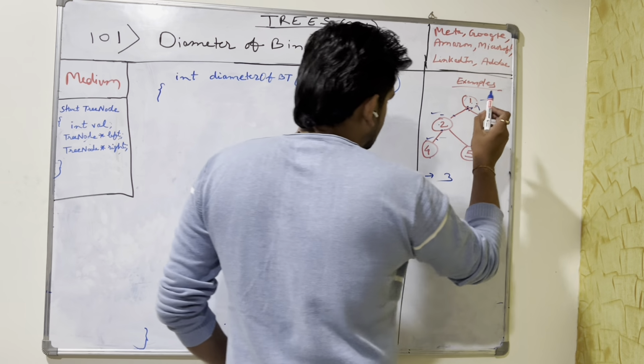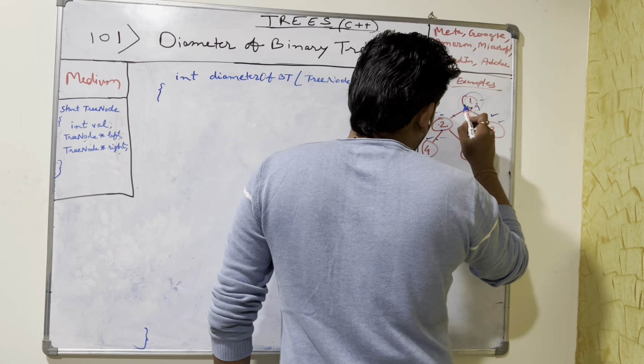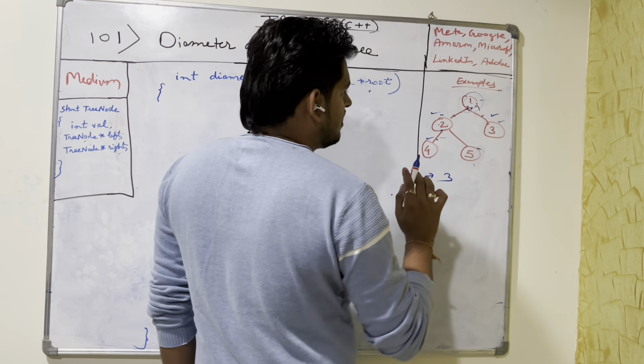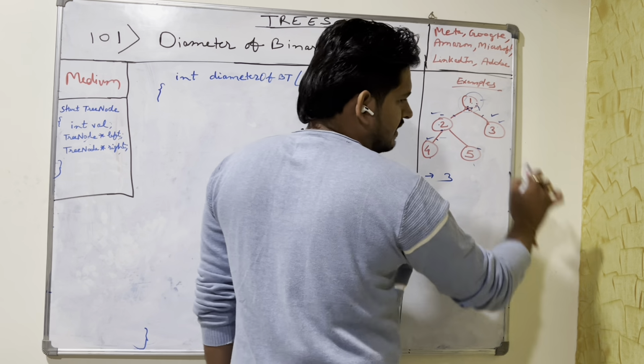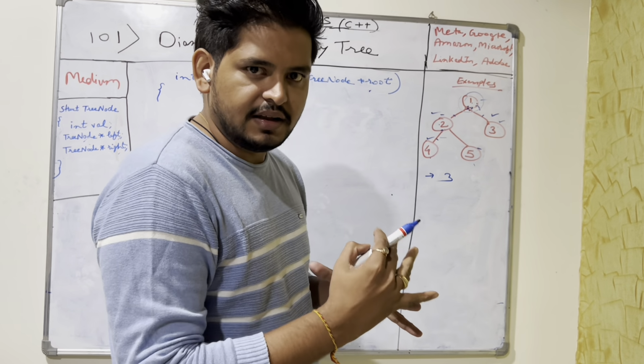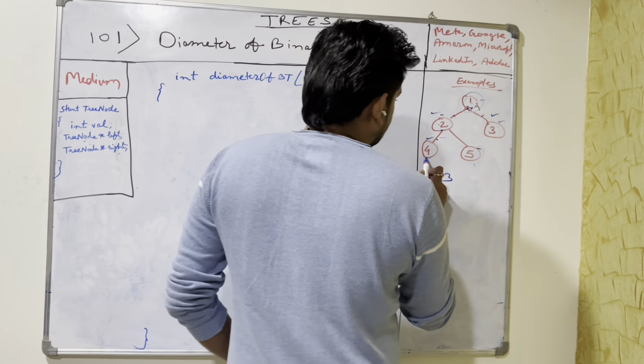So we understood that from the root, whenever we are traversing the tree, if we find the left height and the right height and we sum them, that is the distance. Like here, 4 and 3.